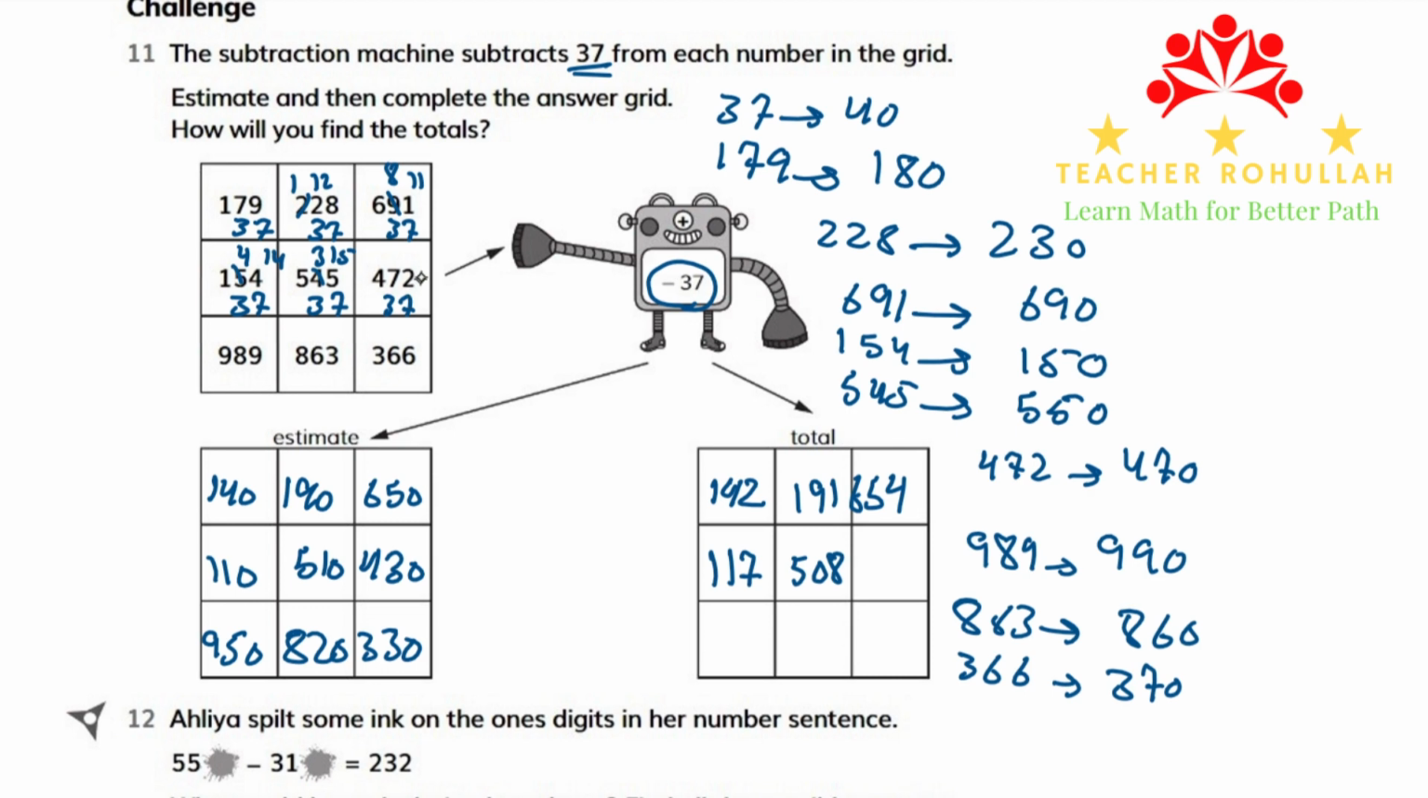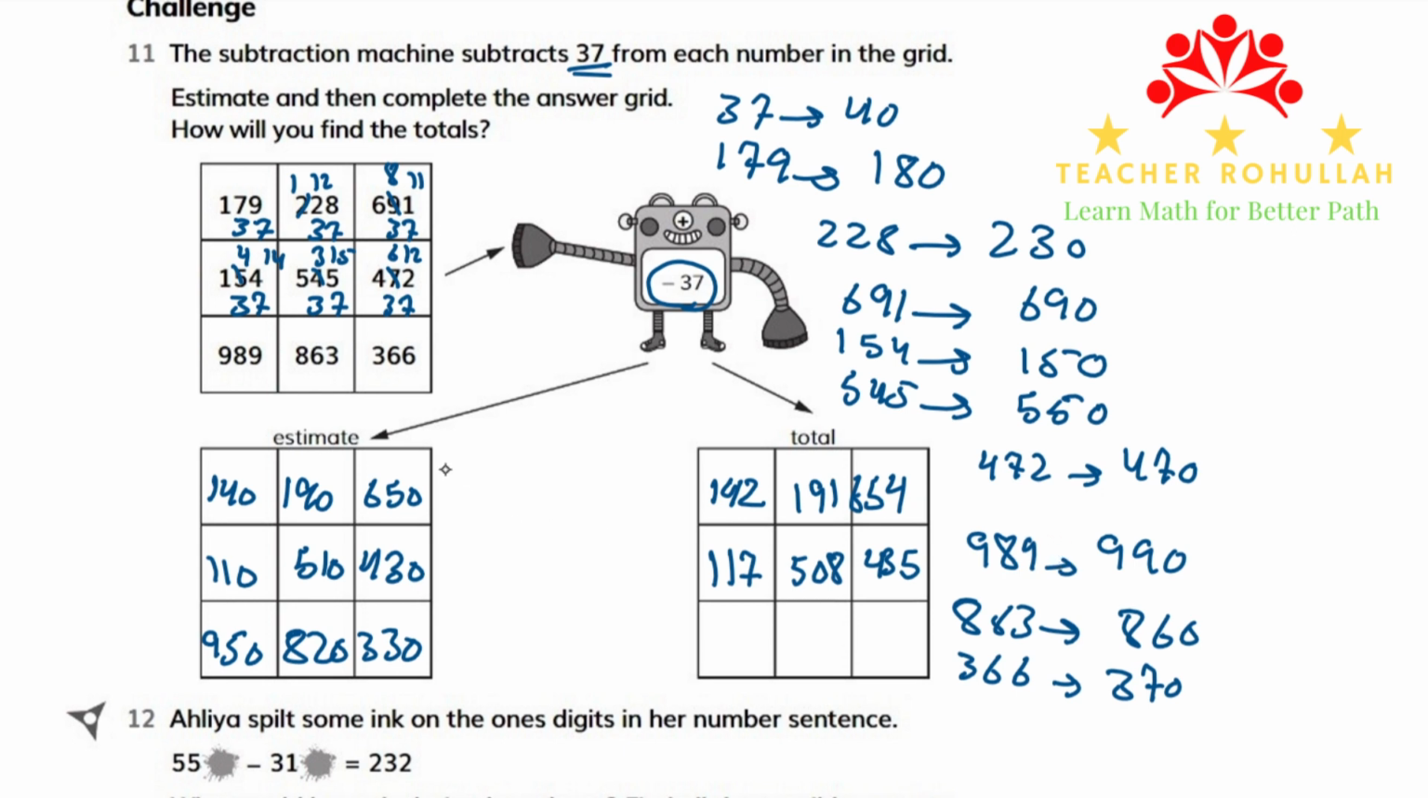We cannot subtract 7 from 2. We borrow from 7. This becomes 6 and this becomes 12. So 12 minus 7 will be equal to 5. And 6 minus 3 is 3. 4 minus nothing is 4. The answer is 435.